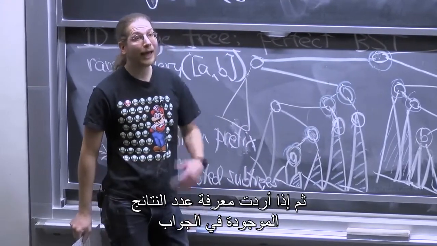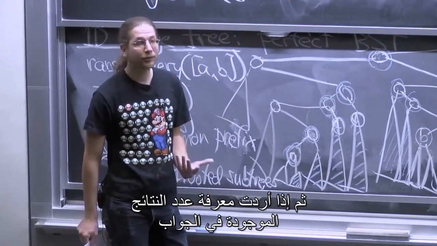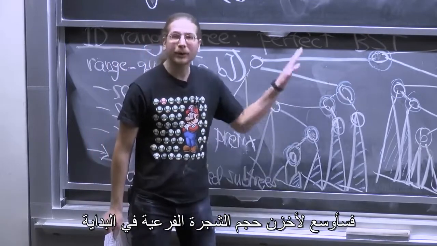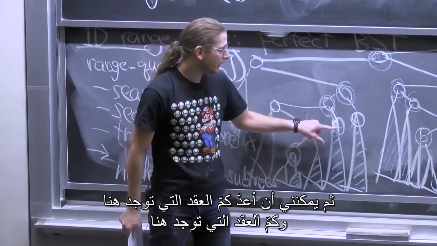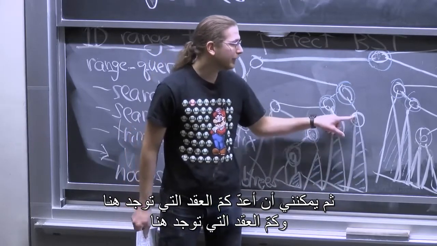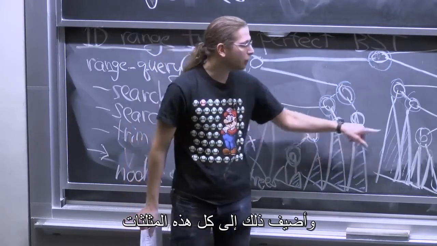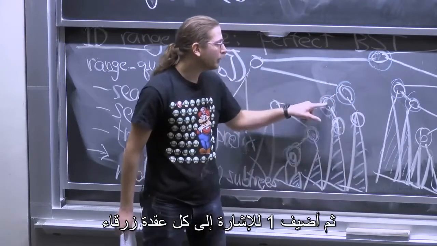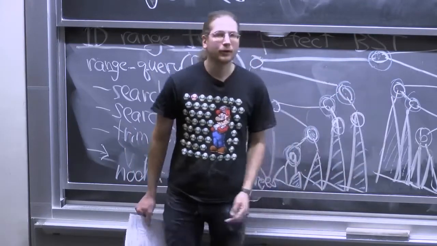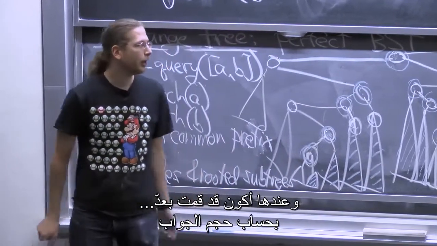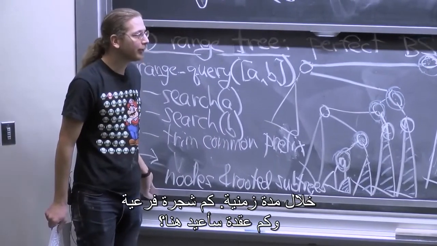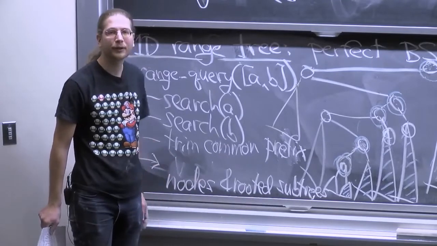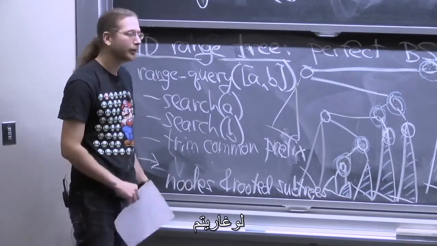Then if I want to know how many results are in the answer, well, just augment to store subtree size at the beginning. Then I can count how many nodes are down here, how many nodes are down here, add that up for all the triangles, and then also add 1 for each of the blue nodes. And then I've counted the size of the answer in how much time? How many subtrees and how many nodes am I returning here? Log.